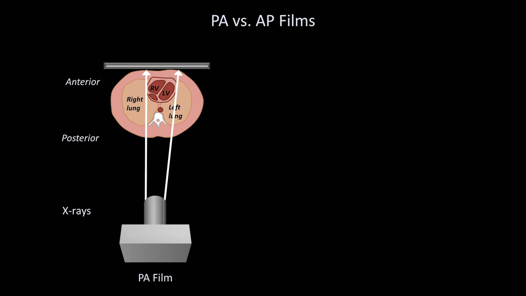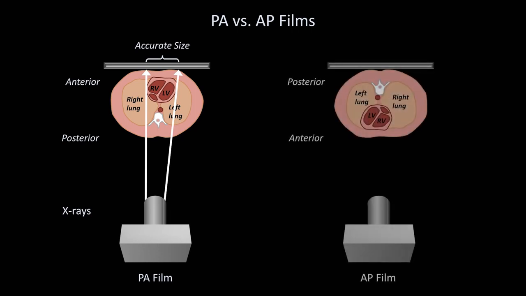Since the heart is a relatively anterior structure in the chest, it is close to the film where the X-ray is taken, and therefore the shadow it casts on the X-ray is an accurate representation of its true size. However, how does this change if the same exact patient has an AP film taken? Now there is greater separation between the heart and the film. As a consequence, the diverging X-ray beams will create a larger shadow that will exaggerate the size of the heart. In short, the heart size is only accurate when assessed on a PA film.